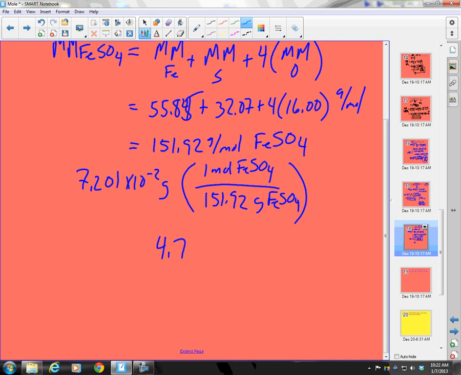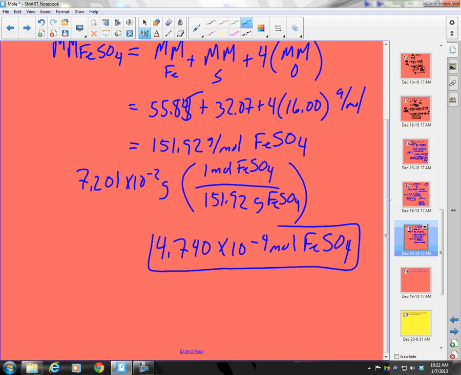How about 4.7? How many sig figs? 4.7399740 times 10 to the minus 4 moles of iron 2 sulfate. 1, 2, 3, 4. That looks good. 4.740 times 10 to the minus 4 moles of iron 2 sulfate. You might have a slightly different number if you rounded differently, or if you chose a different set of numbers from the periodic table, or you have a different periodic table.